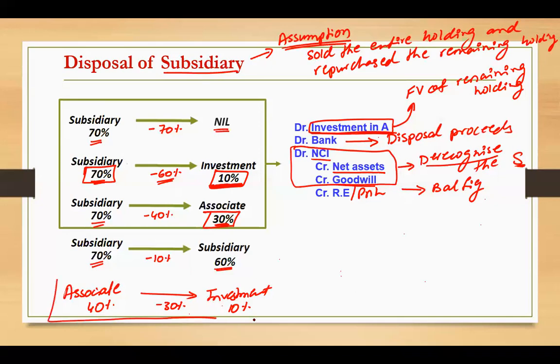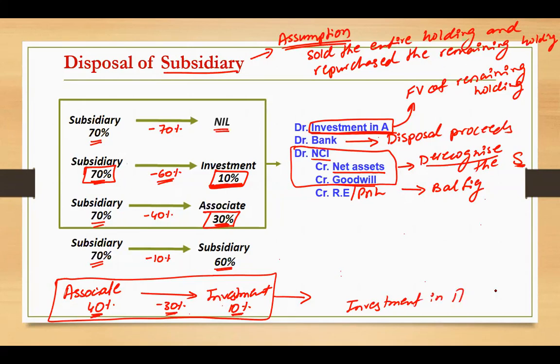Similarly, if we talk about the fifth case, the assumption will also apply over here. That we had an associate, we have sold 30% shares, we have got 10% shares. So if I assume that I have sold the entire associate, I should be crediting my investment in associate, and I should be debiting the remaining investment of 10% as debit. And the cash that I would have received to dispose of the 30% shares with the balancing figure taken to the P&L.